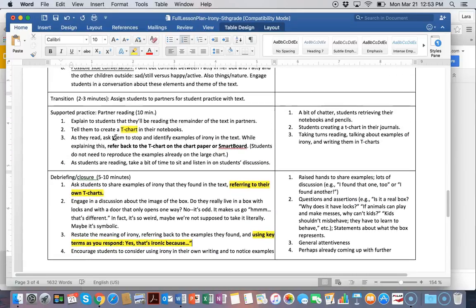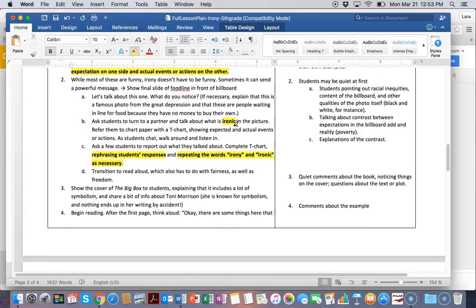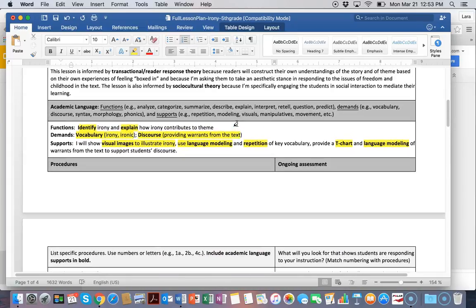So again, I'm going to highlight this one here too. This is, again, an example that really focuses both on vocabulary and discourse, and you can see all of the supports that were provided in the lesson in order to support the student's ability to engage in new vocabulary and appropriate discourse of literary analysis in order to explain and identify irony.